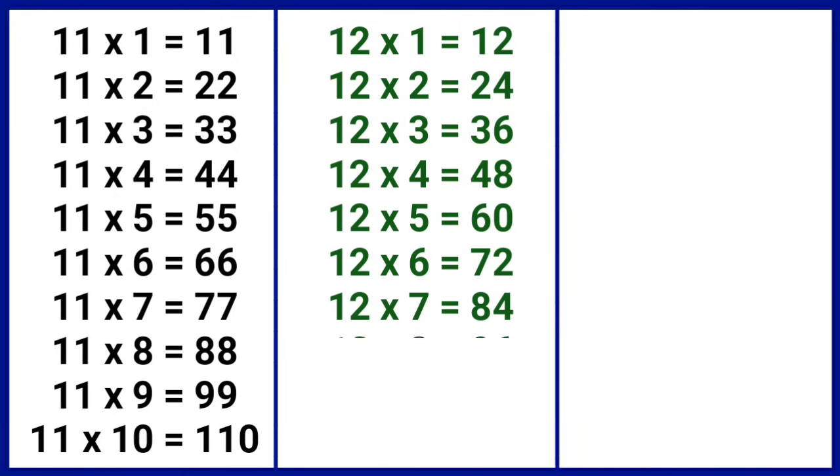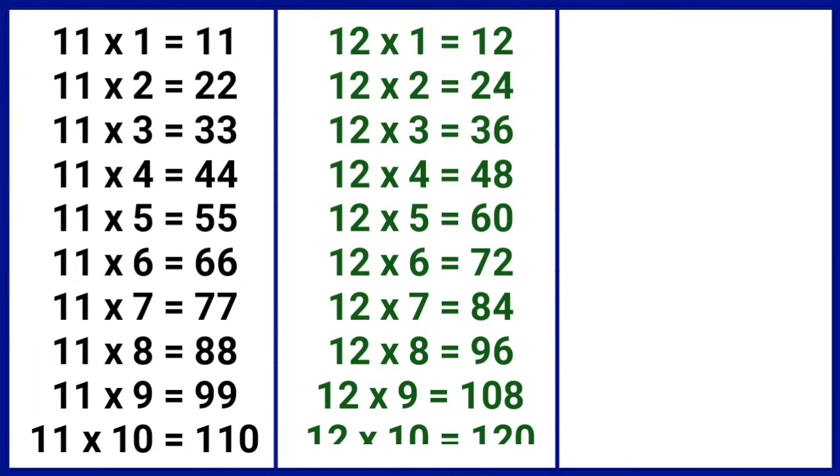12 sevens are 84. 12 eights are 96. 12 nines are 108. 12 tens are 120.